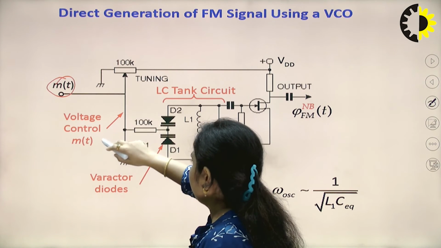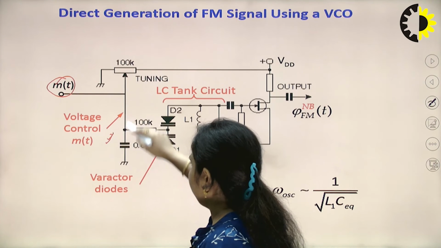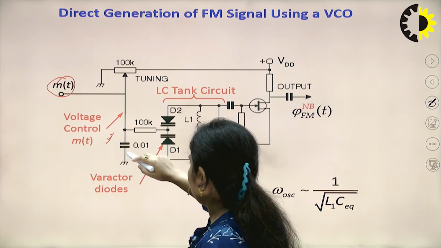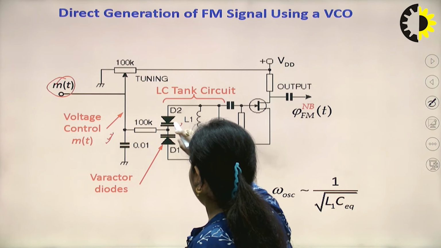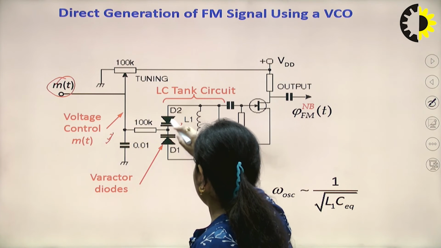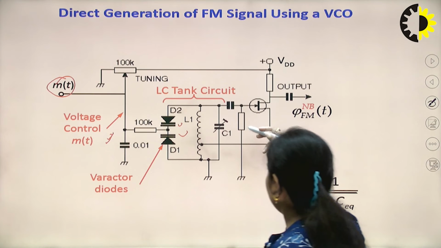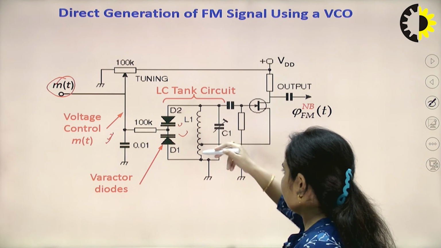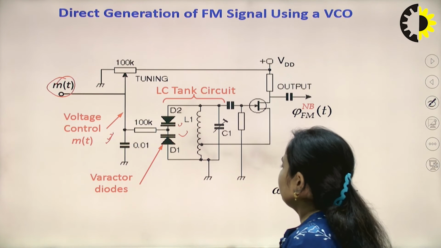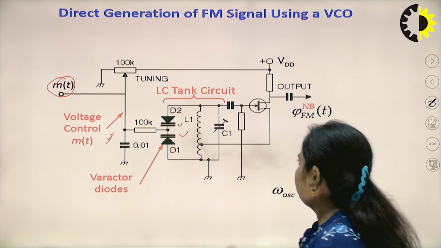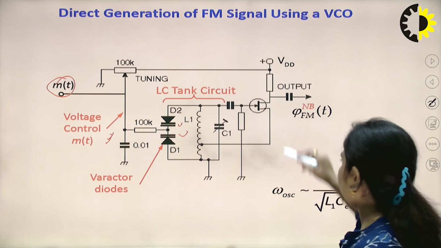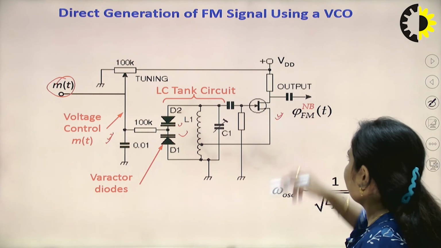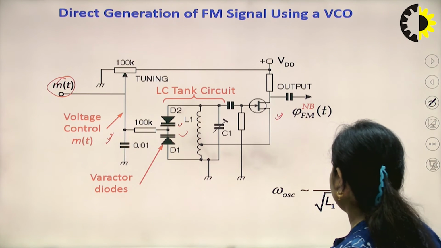This is the voltage control, the message signal m(t), which is provided over here. Varactor diodes are used, like this is varactor diode 1 and this is varactor diode 2, so this is D1 and D2. This is the inductor, and a variable capacitance is there. A variable inductor is connected, and this is the FET. So this is how we have to draw the direct generation of the FM signal.